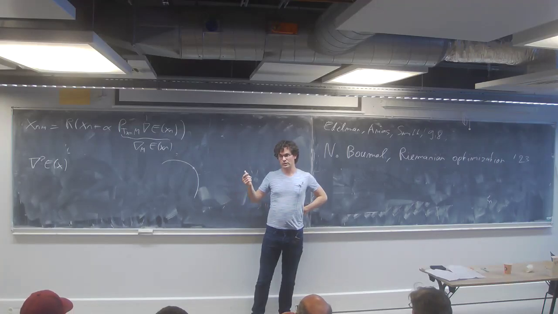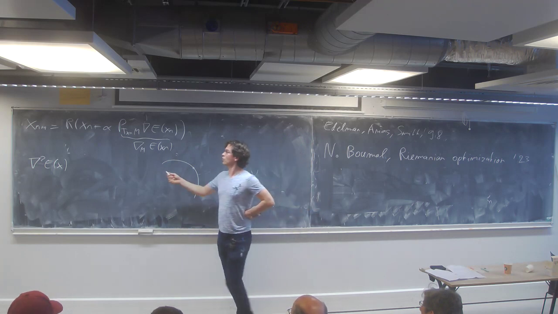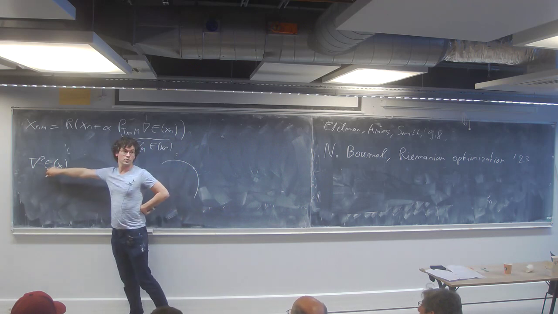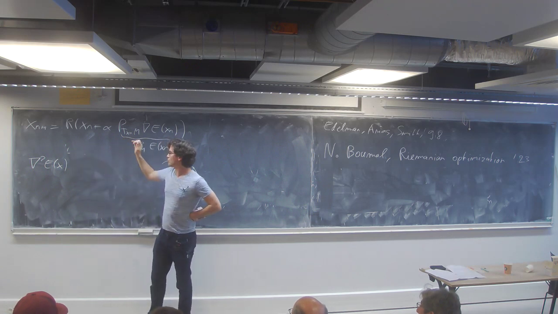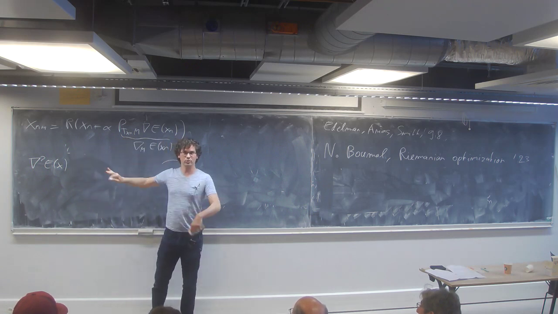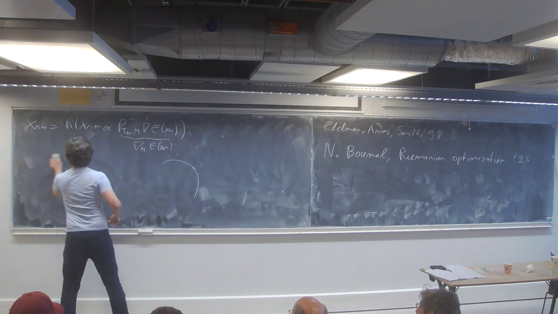So if you remember what Eric told you this morning, he had this condition that the Hessian with respect to x of the Lagrangian was positive. So that's a strong contender for being the analog of the Hessian in that case. I'm not going to use the Lagrangian formalism. I'm going to stay in the manifold formalism, but the thing will be the same.